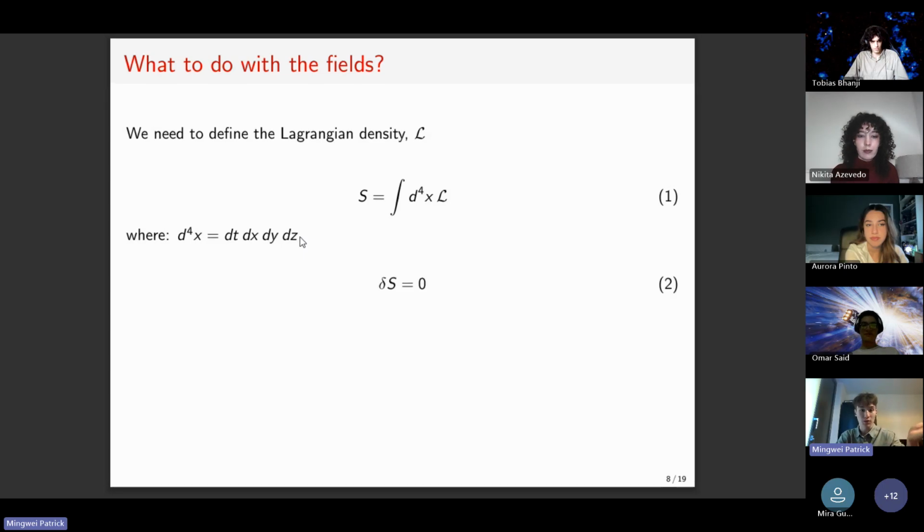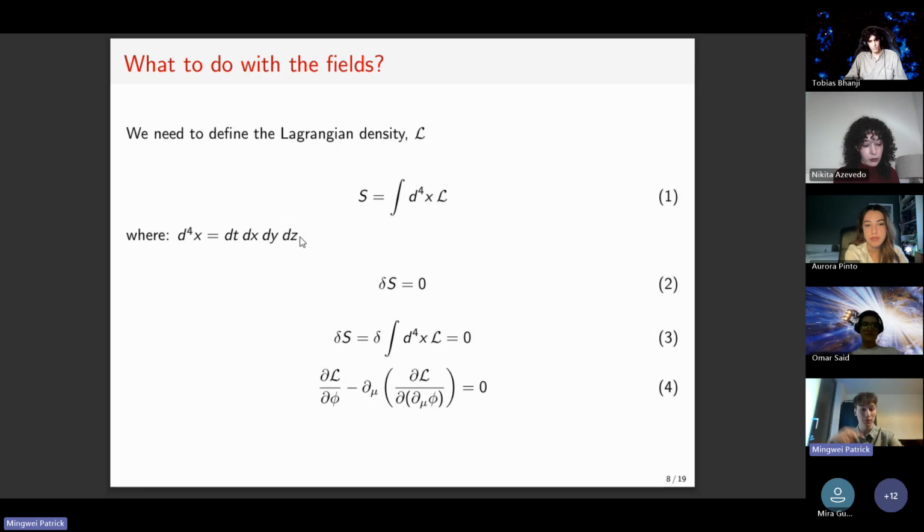And this action is useful because we can apply the principle of least action, which essentially says that a physical system will evolve in a way that minimizes the change in action. And so mathematically, we can represent that as a small, infinitesimal change in the action being equal to 0. And so if we combine equations 1 and 2 together, we'll get equation 3. And if you work through that integral more, you'll derive the Euler-Lagrange equation for fields.